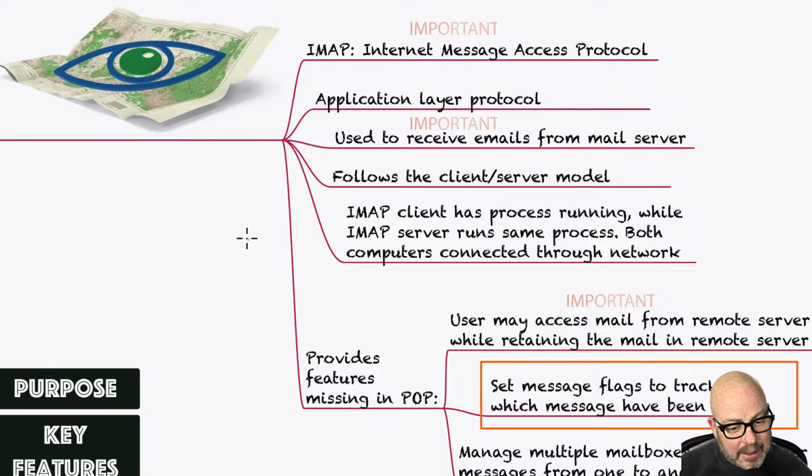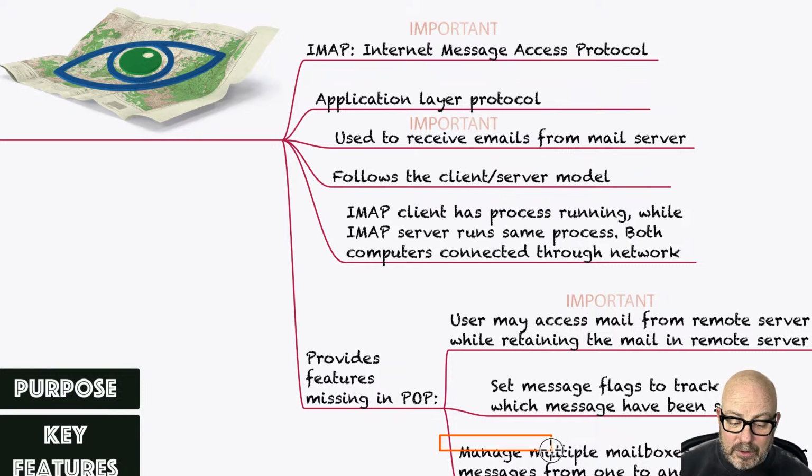I know it's a bit technical, but that is literally the only difference that you need to recognize in the exam, okay? So what's the benefit? It means you can manage multiple mailboxes and transfer messages from one to another. So IMAP became really useful. It had to be developed because people had more than one device, and therefore POP didn't really do it anymore. Okay, so that's POP and that is IMAP.